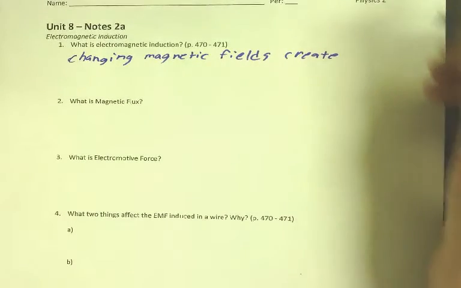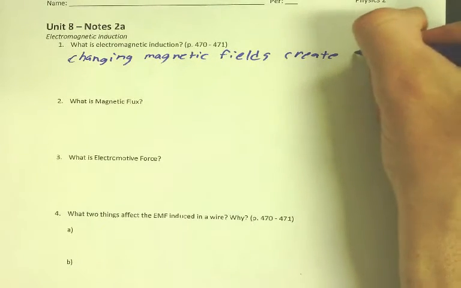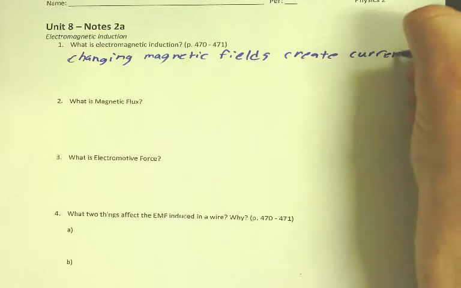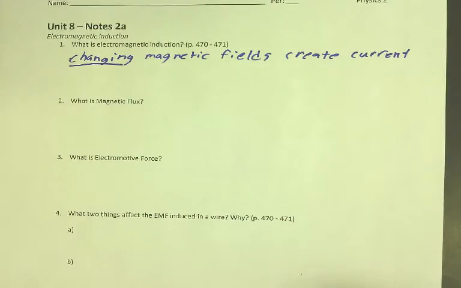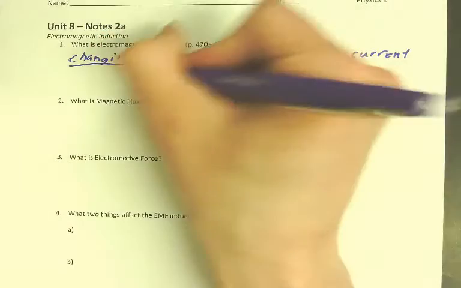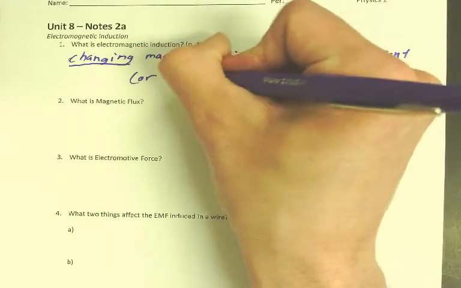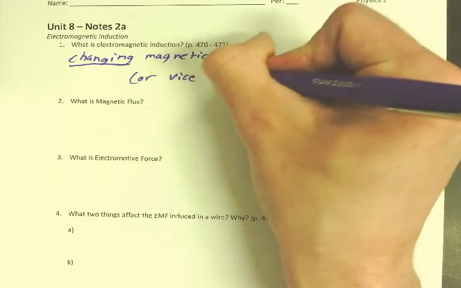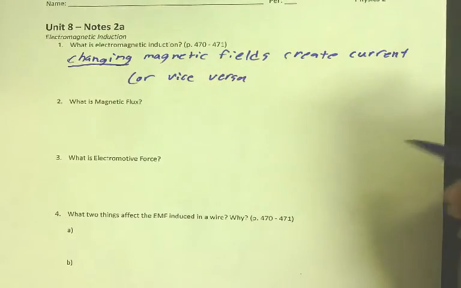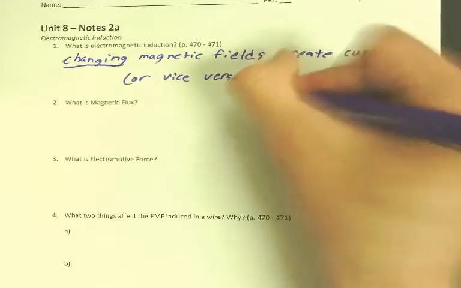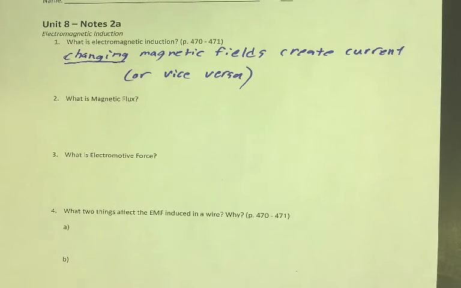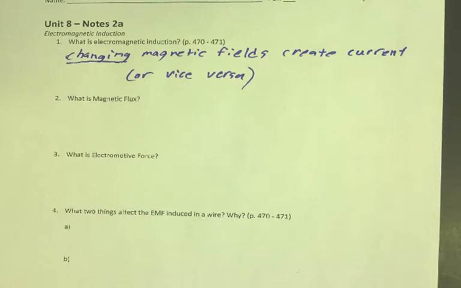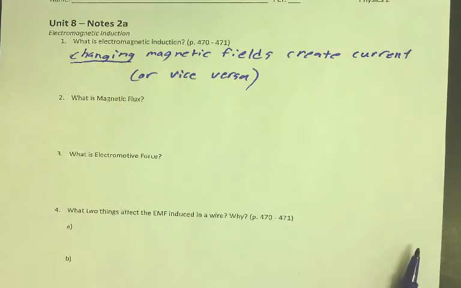So changing magnetic fields create current. Keyword is that it has to be changing. Okay? So a changing field has to create a current, or vice versa. Or you can have current creating a magnetic field. And you've actually already seen this.